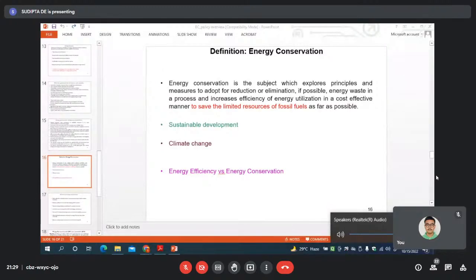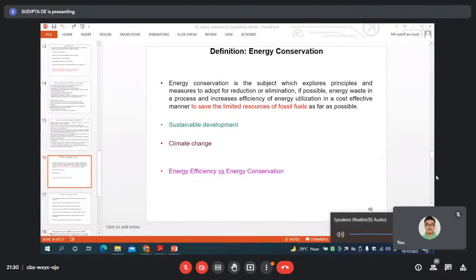Hence, energy efficiency is fully included in energy conservation, but energy conservation may have other measures than energy efficiency also. Okay, in short, I have discussed this because sometimes the industry confuses these two measures.